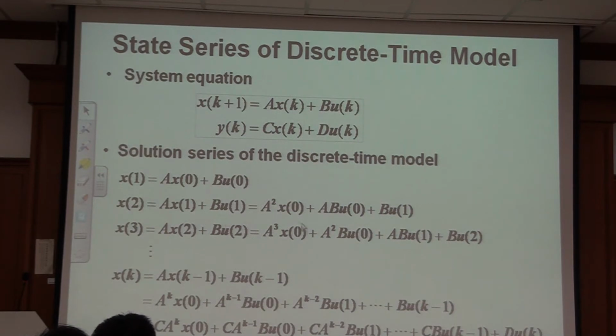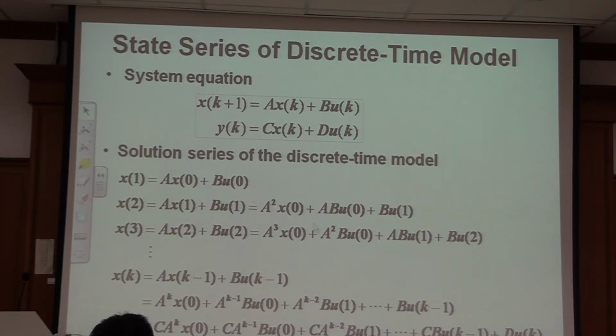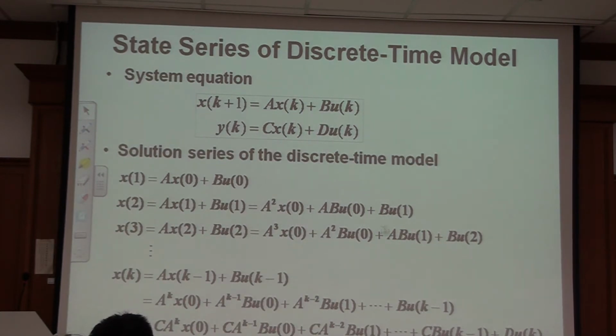Now, what I'd like you to see is if I sub my x1 into my x2 here, then I will get this. I will get a squared x0 plus ab u0 plus bu1, and a cubed x0 plus a squared bu0 plus ab u1 plus bu2. If I keep subbing my x1 and my x2 into the x3, then I have these equations. And why do I want to do that? I will show you why.